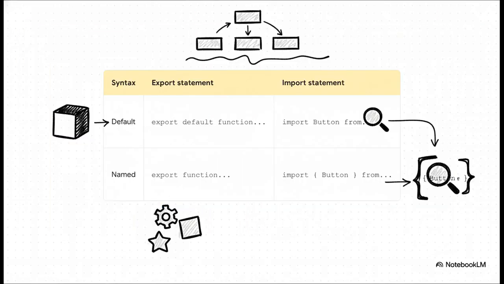And you can see the syntax is a little different for each. For a default export, you use the export default keywords, and the import is pretty simple. For a named export, you just add export at the beginning. But the big giveaway? Those curly braces. You've got to have them for the import statement.